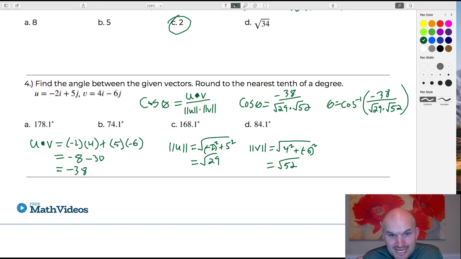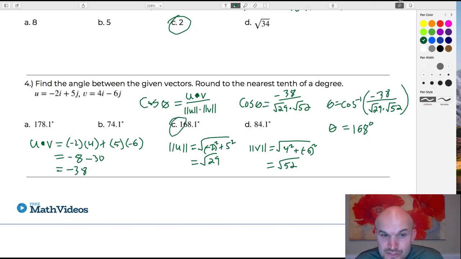And that gives me a negative 0.97, and then I'll just do the cosine inverse of that last answer. And that gives me 168 degrees. Now, we can check this. If I round that to the nearest whole degree, does that make sense? This is rounded to the nearest degree.